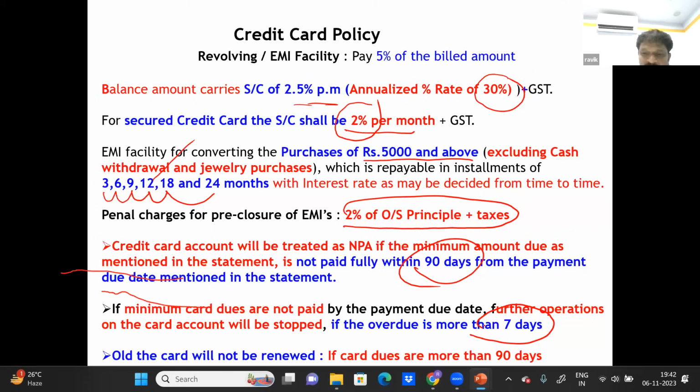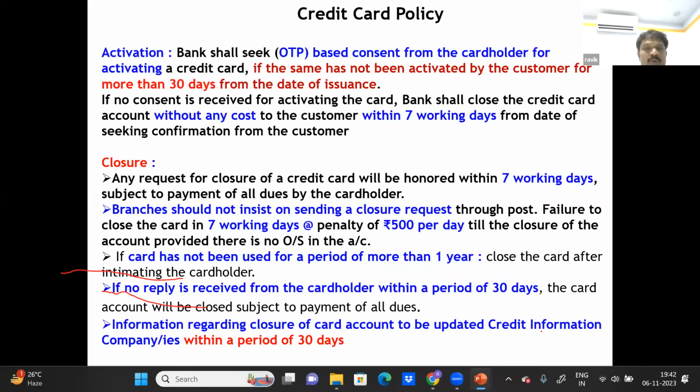If you have already issued a credit card and there is an overdue of more than 90 days, the card will not be renewed. Now, activation. See, these are very important guidelines of the Reserve Bank of India. We must know them. I told you about cards being issued without any request. So to control these things, RBI issued guidelines.